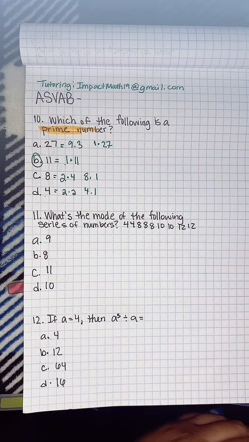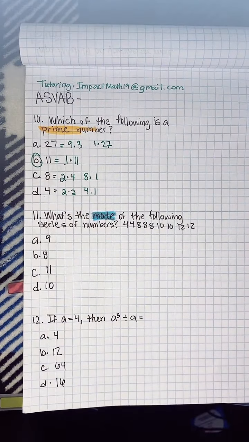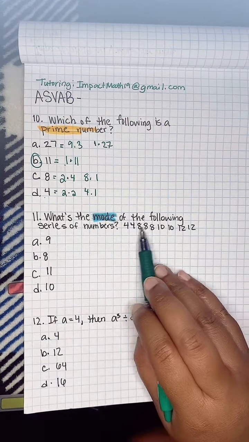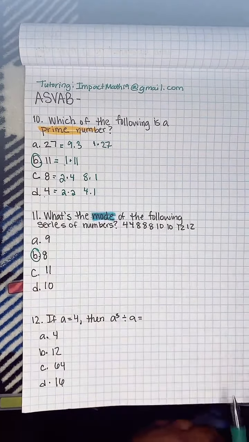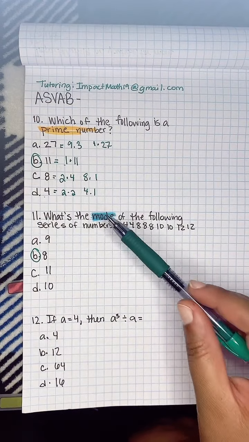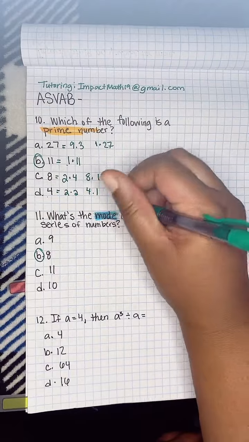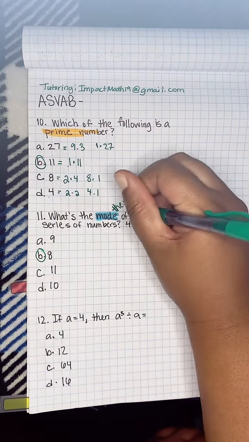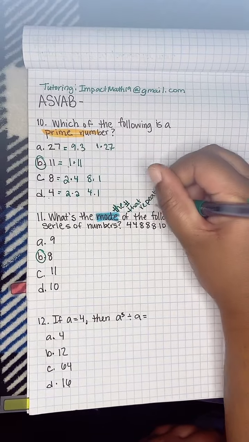Good. Okay. A lot of us know what mode means. I love that. Mode is the number that repeats the most. Exactly. So we have only 2 4s here. We have 3 8s, 2 10s, 2 12s. So B is our answer. Mode means the number that repeats the most.